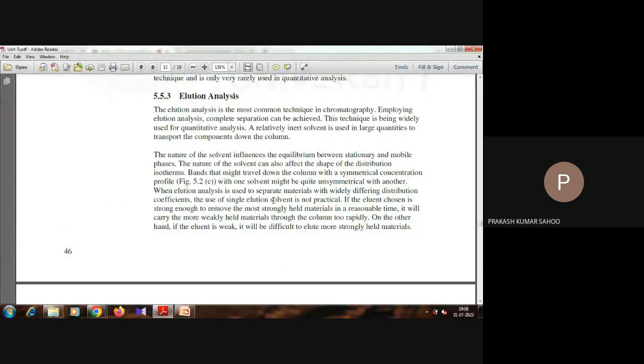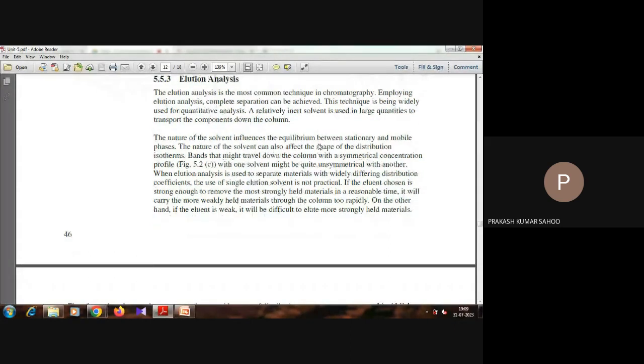Elution means this is the mobile phase we have added to the stationary phase. That is the liquid solvent we have added at the last step of the chromatography. Elution analysis is the most common technique in chromatography. Employing elution analysis, complete separation can be achieved. This technique is widely used for quantitative analysis. A relatively inert solvent is used in large quantities to transfer the components down the column.